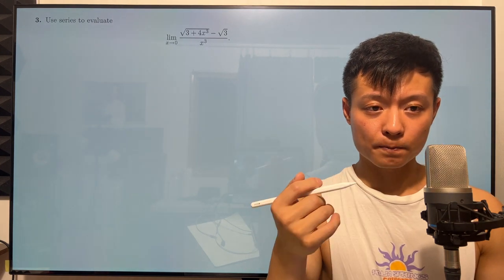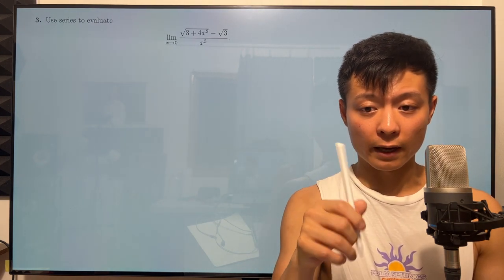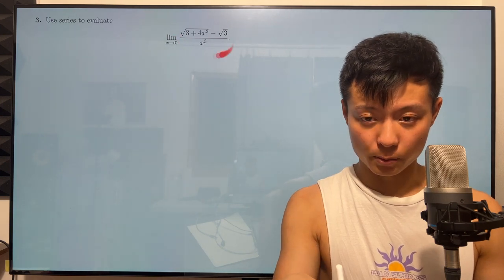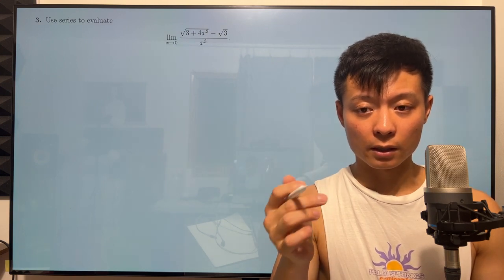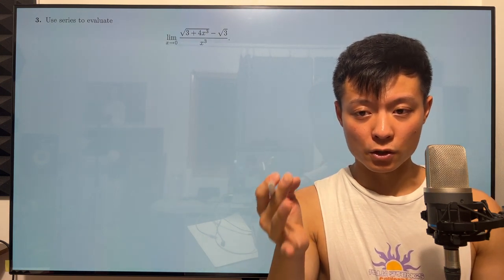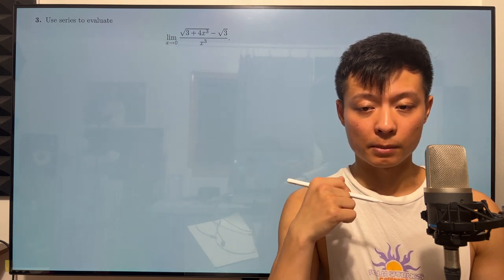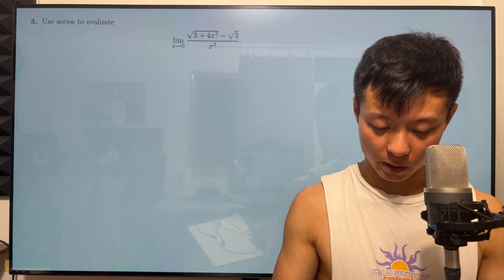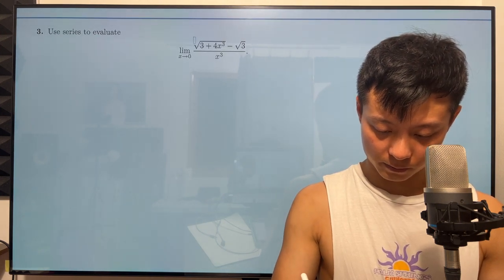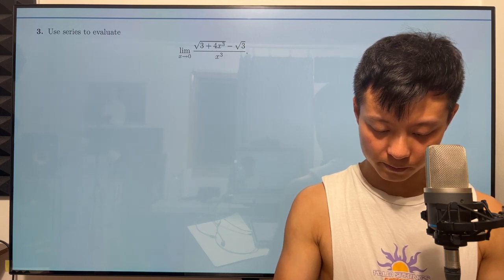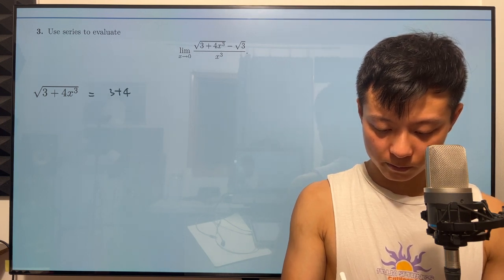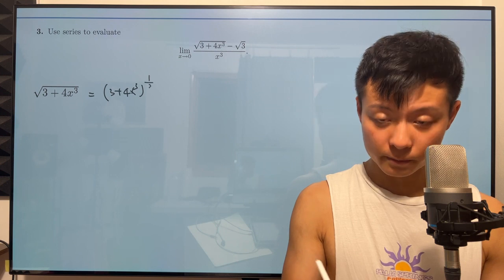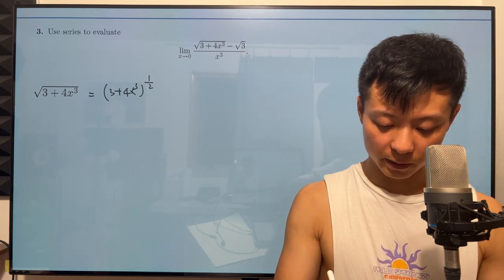For this type of question, we know that the idea is to get rid of any complicated things in this expression by using Taylor series, so that we can write everything in terms of polynomials only, which is going to be easy for us to simplify later. So let's write the square root of 3 plus 4x cubed as (3 plus 4x cubed) raised to the power 1/2, so that we can make use of our template.